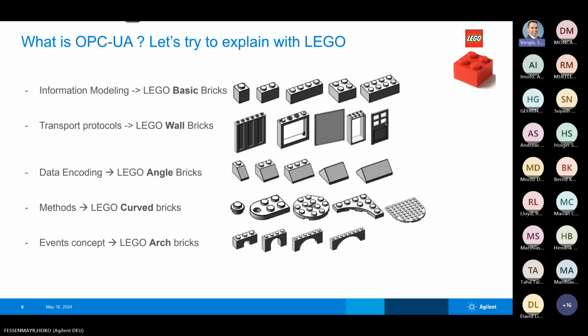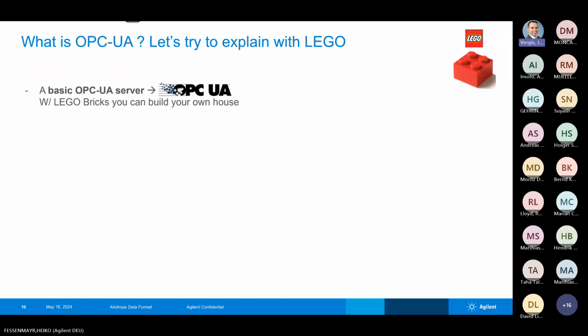We always try to explain OPC-UA. I don't know if it's an ideal picture, but we try to do it with the Lego approach. You have basic bricks, wall bricks, angle bricks, curve bricks, arc bricks, and these are the different concepts which are exposed or provided with OPC-UA. And there is a basic OPC server. You can build your own basic OPC server. That means you can build your own house.